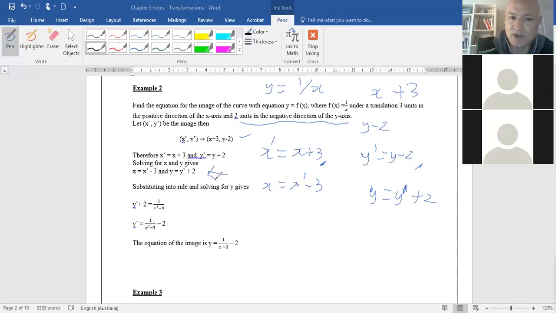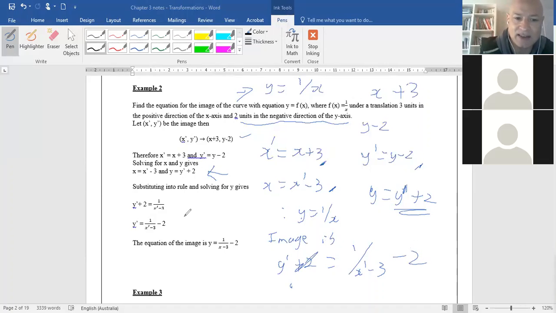Okay, now I'm substituting into my rule. So therefore, y equals 1 divided by x, image, is, instead of y, I'm going to put the y dash plus 2, and instead of the x, I'm going to put the x dash minus 3. And then I'm going to solve for y, because the original question was y equals. So rearranging this, I'll get rid of the plus 2 and it becomes minus 2 on the other side, and that's how I get that part there. And therefore that is the equation of the image. You don't need to write the dashes anymore as I've written here. Any questions there?